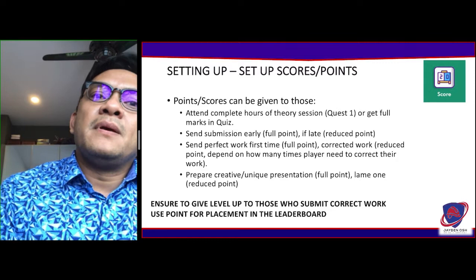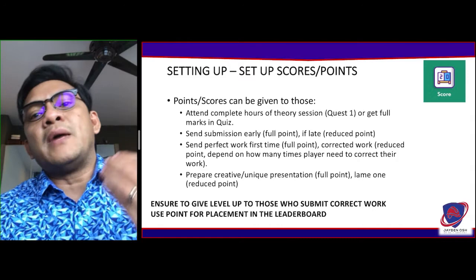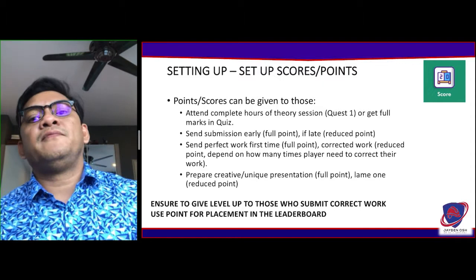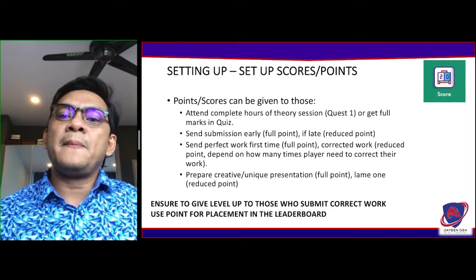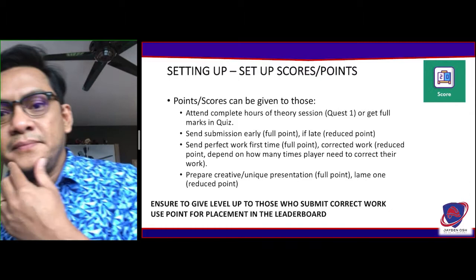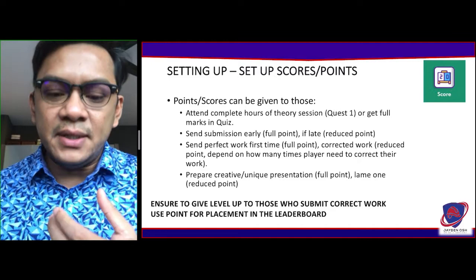Now, for quests 2, 3, 4, and 5, they need to come up with a work submission. If they send in their submission early, and this is something where you have to set the deadline, give them full marks. A full score, 100 score, 1000 score, you decide. If they are late, then they get lesser scores, lesser points. This is consistent with the gaming concept. The better you are, the more scores you get. The better means submitting early.